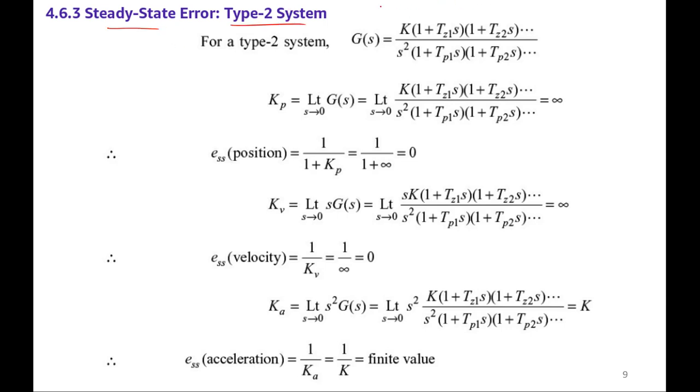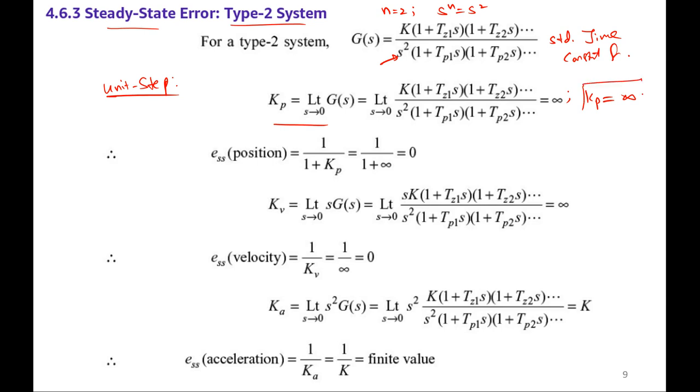What is type 2 system? N is equal to 2. So s power n, so s square. So I am getting this term s square in the denominator. So this is in standard time constant form. So if I calculate for unit step, I will not explain much here. For unit step, Kp we are getting infinity. Because you know how to calculate Kp, limit s tending to 0 of G of s, the same thing you do it. Kp is equal to infinity we will get.